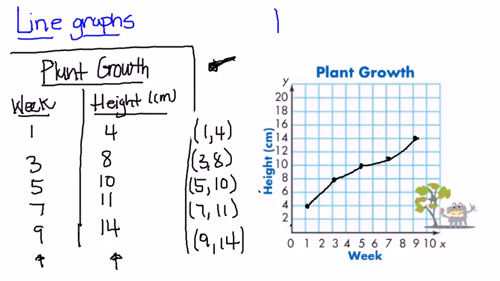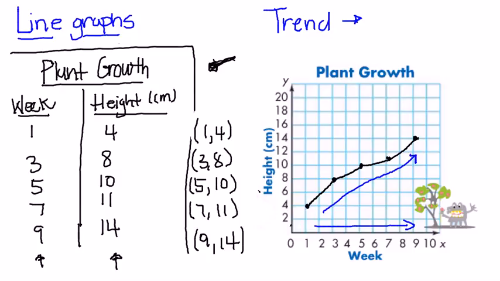Trend. This is the word that's going to come up when you're doing your homework for line graphs. It's going to ask you, what is the trend of this graph? When you look at it, what do you see? The thing I see is that as the weeks pass, meaning as you go this way, the height increased too. So there is definitely a correlation between time passing and the height of the plant.